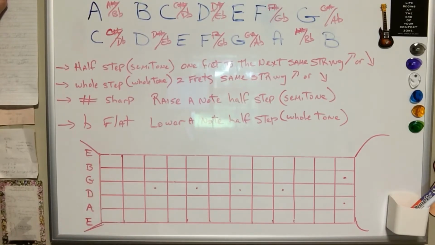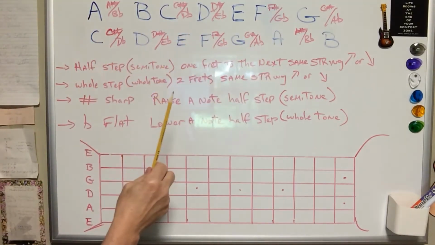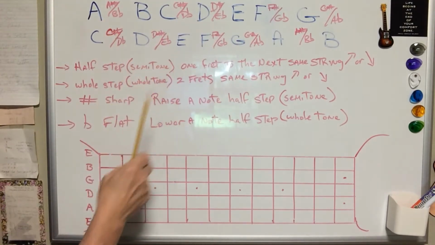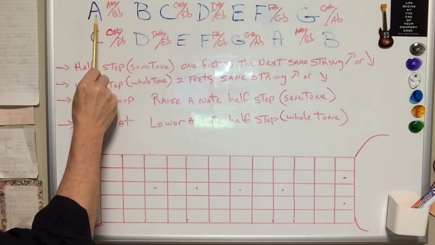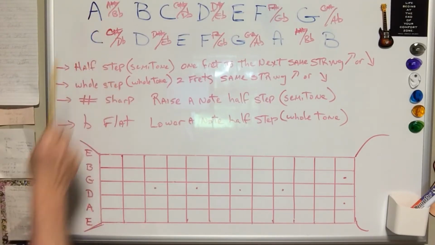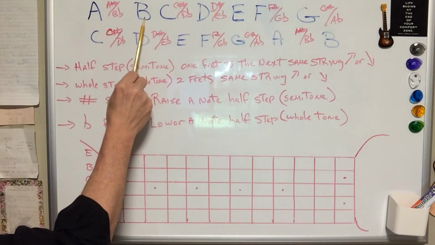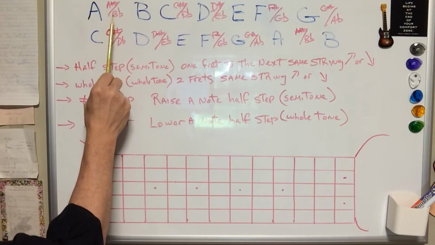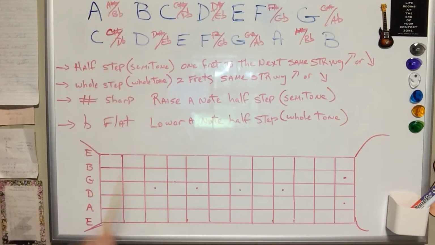Okay, so what we have here is, in the blue letters, the letters A, B, C, D, E, F, and G, and in between them is the sharp and the flat, meaning this. If I take this A note and raise it a half step, if I sharp it, it becomes A sharp. If I take this B note and lower it a half step, if I flat it, it becomes a B flat. So this note here could either be called A sharp or B flat.